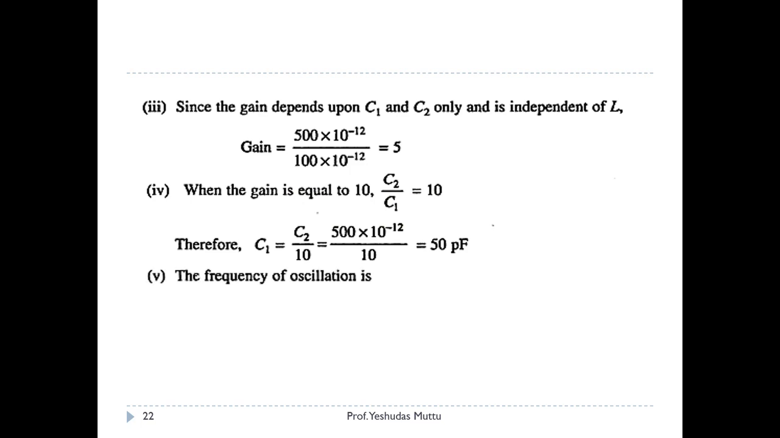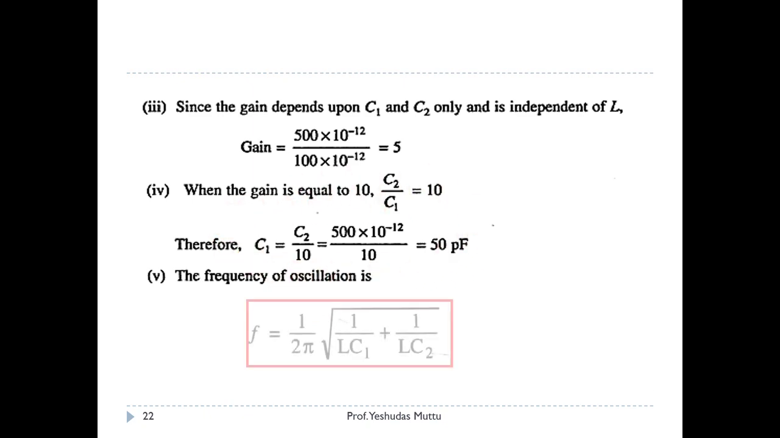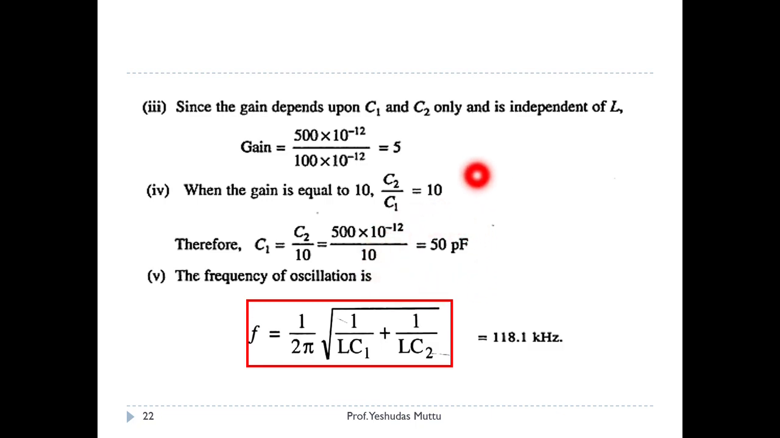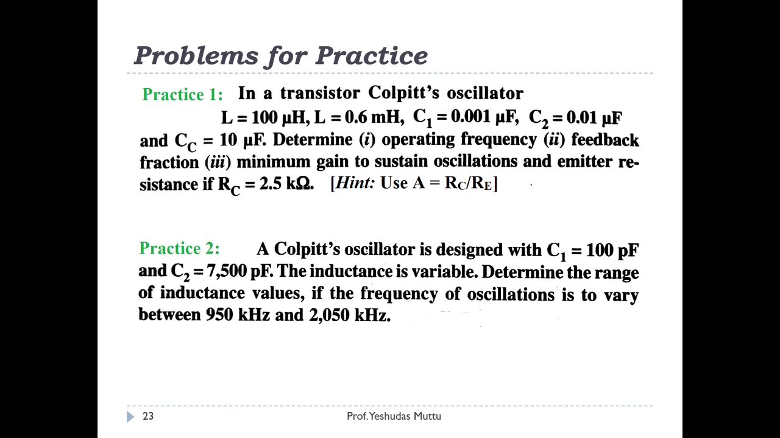And the last, with this change, you're supposed to find out the frequency of oscillation. So again use the same formula, check whether you all get this. Now C2 will remain the same over here, fine. C2 and L will remain the same, but C1 you're going to take as 50 picofarads. Check whether you all get this. These are problems for practice. You all can just practice these problems.